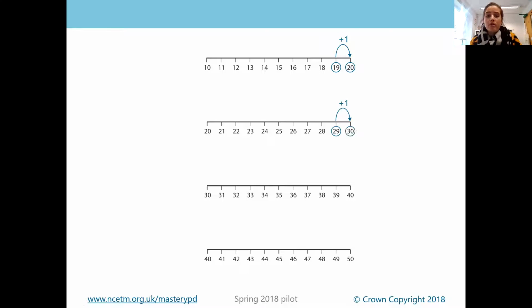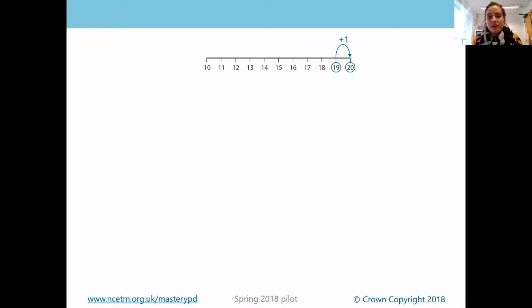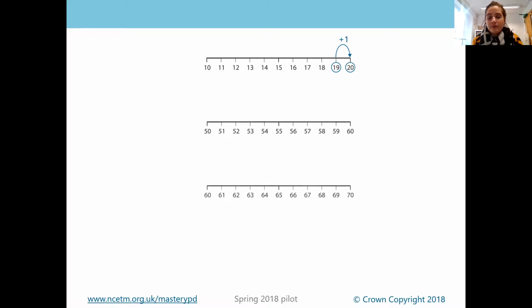Who can tell me what the next one's going to be? 1 more than 39 is 40. 1 more than 49 is 50. Excellent. You guys are getting this really well. 1 more than 59 is, 1 more than 69 is 70. Excellent. And 1 more than 79 is 80.